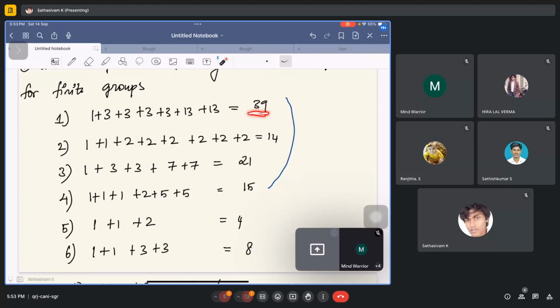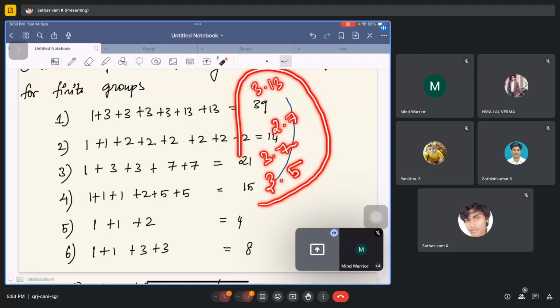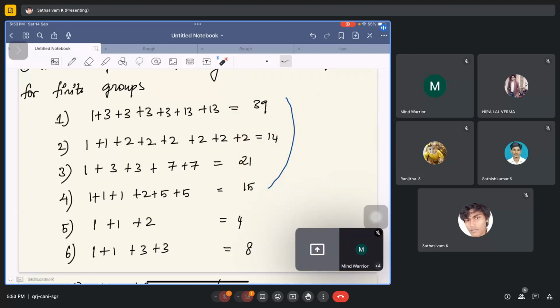You can see here, these orders are all, what is this? This is 3 times 13. This is also 2 times 7. This is 3 times 7, right? 7 threes are 21, right? Yeah, this is 3 times 5. So these things are kind of similar, and all of them go similarly.